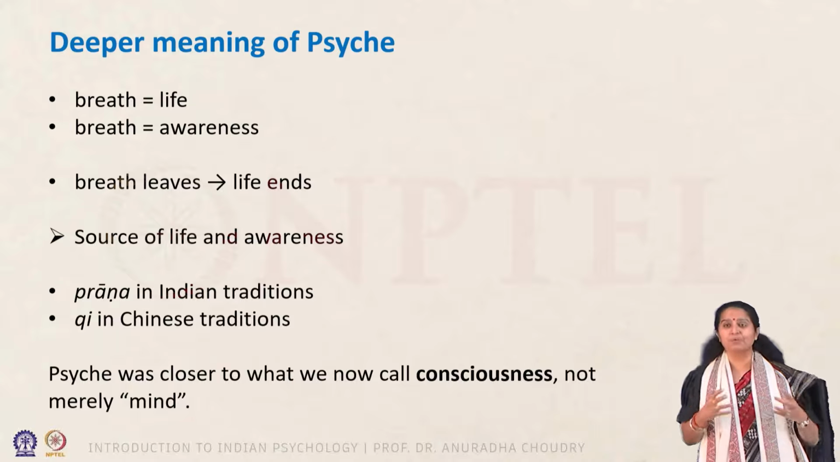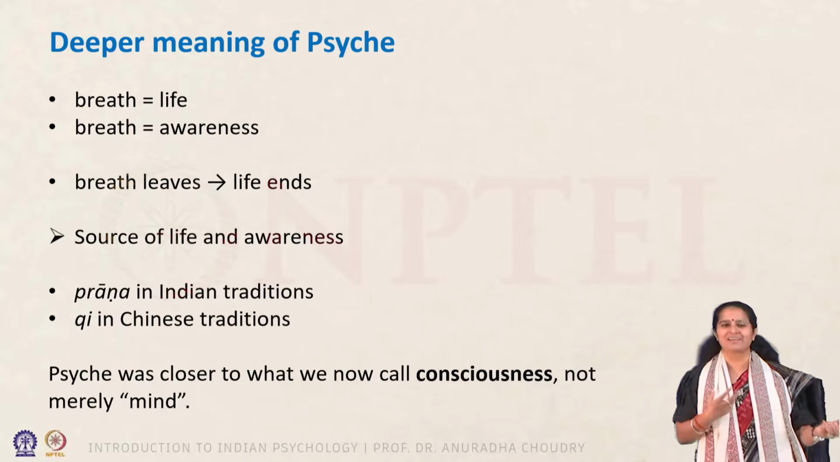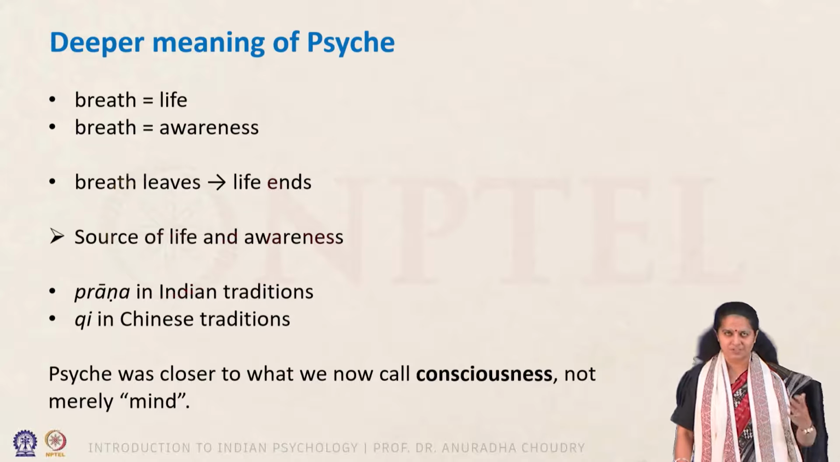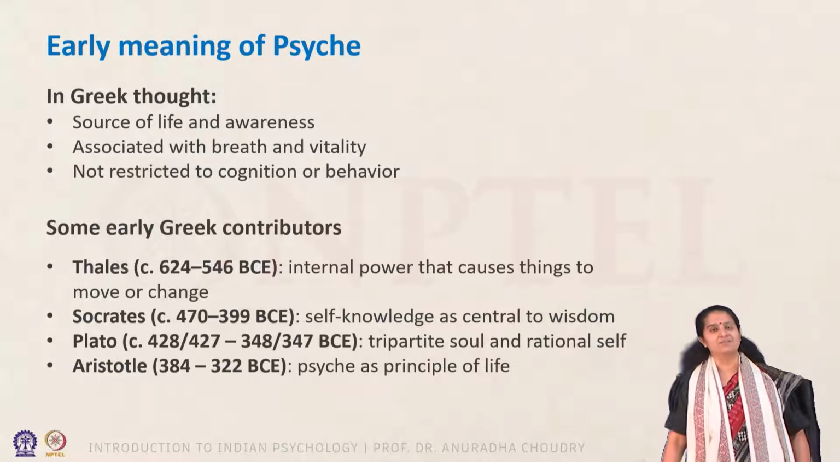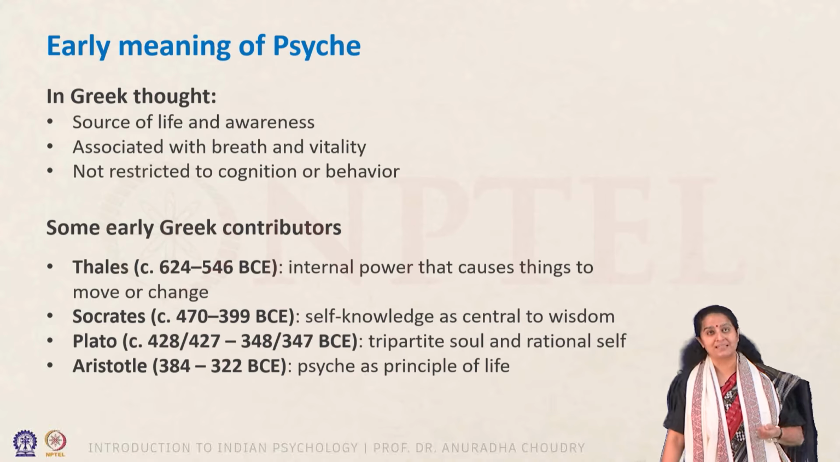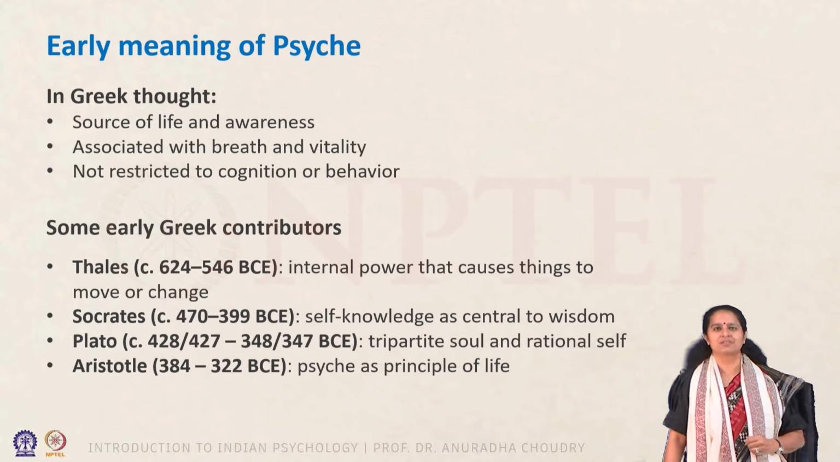This also brings up the whole discussion of what is the relationship between mind and consciousness, which does become the subject of the study of psychology, and more so in its contemporary times. So, early meaning of psyche in the Greek thought, we see that it was the source of life and awareness. It is associated with breath and vitality and not restricted to cognition or behavior, which the modern definition has limited it to.